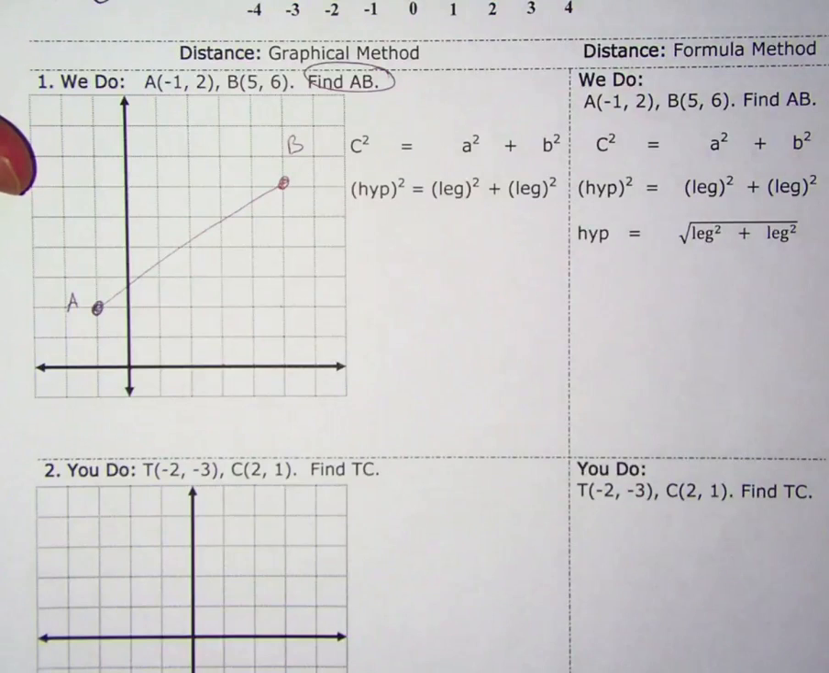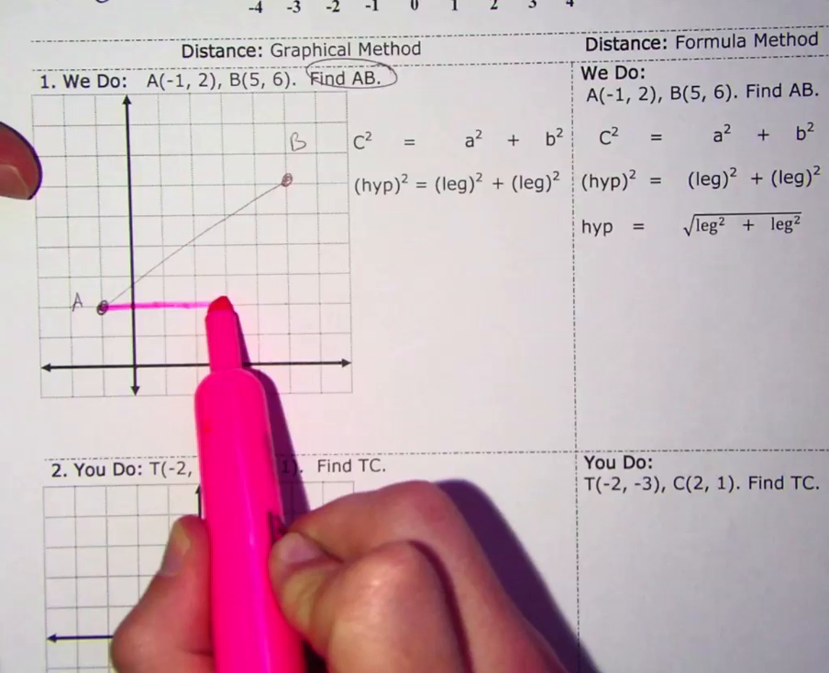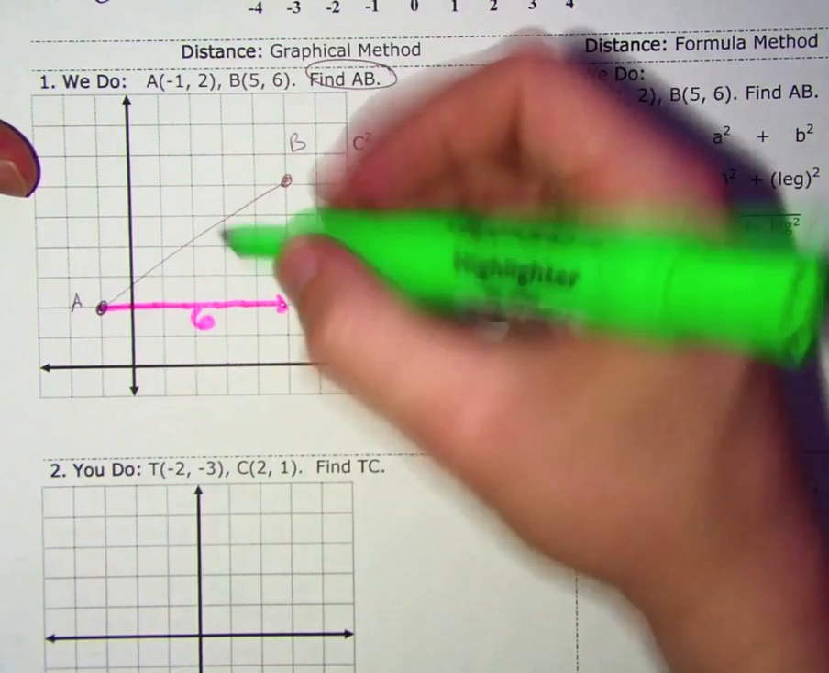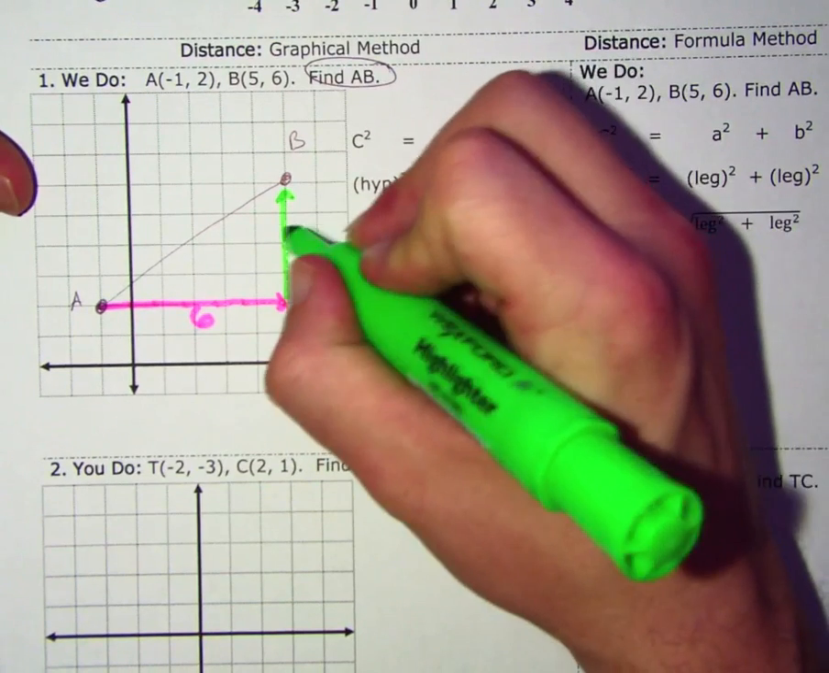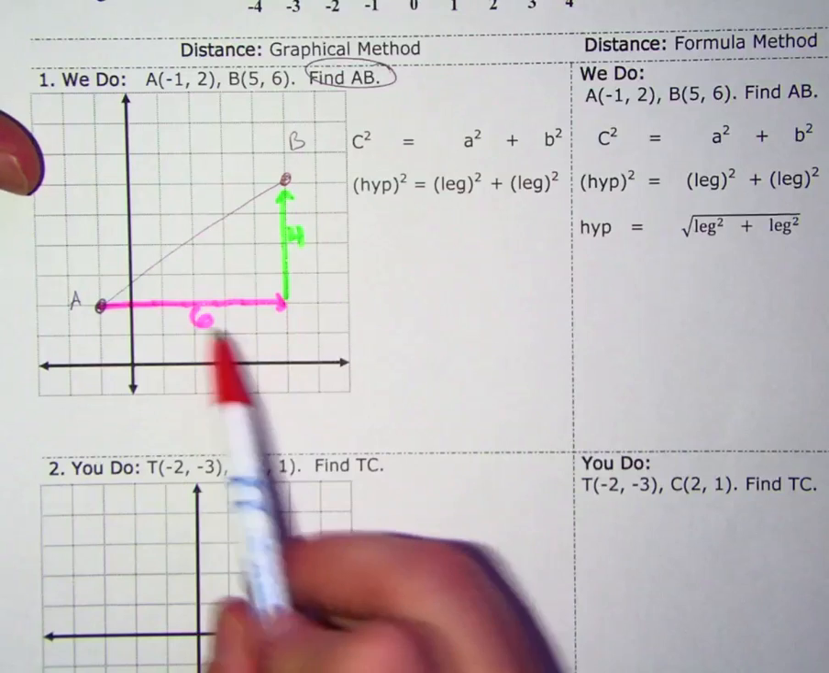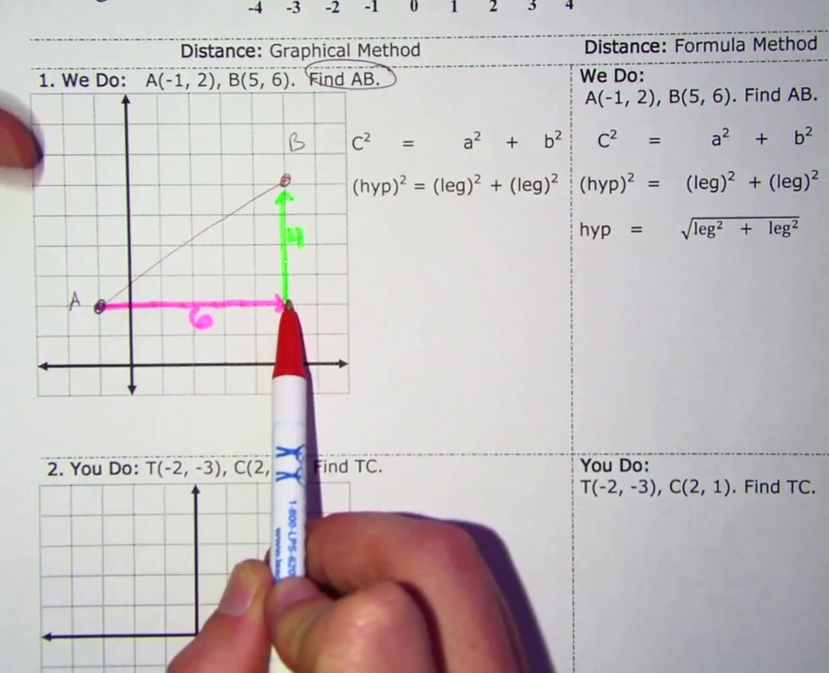So if you take a look, I can build the triangle this way, and this is 1, 2, 3, 4, 5, 6 units long this way. And this one here happens to be 4 units, 1, 2, 3, 4, this way. And it looks a lot like slope, and you'd be right. It's just that there's no positive or negative because distance is always positive. 6 units long, 4 units long.